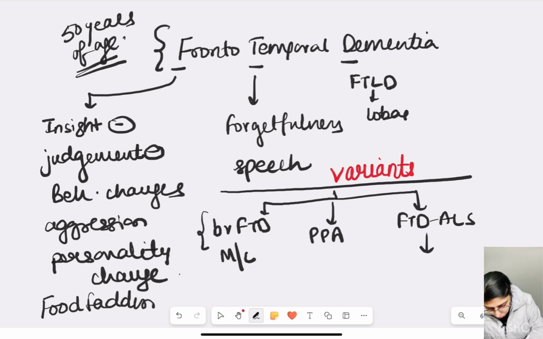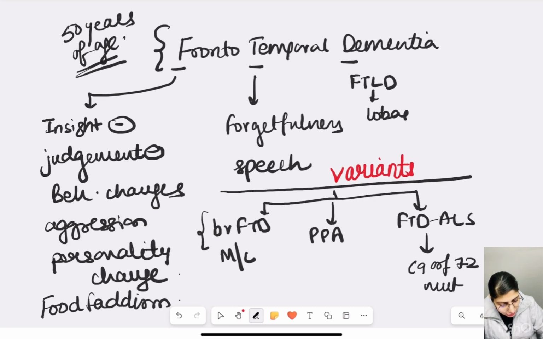It also presents with food fadism in some patients. So what happens is that the food habits change. People who do not like to eat sweets or sugary substances start taking so many sugary substances or having sugar cravings. That is known as food fadism. So those altered food habits are also sometimes a feature of FTD. So FTD-ALS has the C9orf72 mutation. It is a gene on chromosome 9, right? So try to remember that.